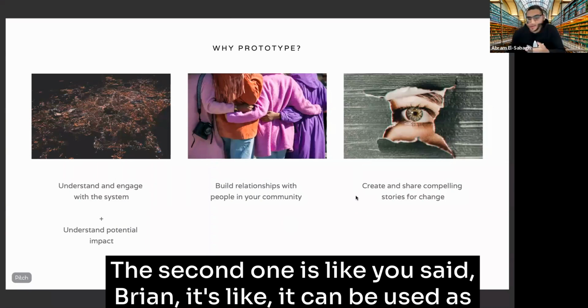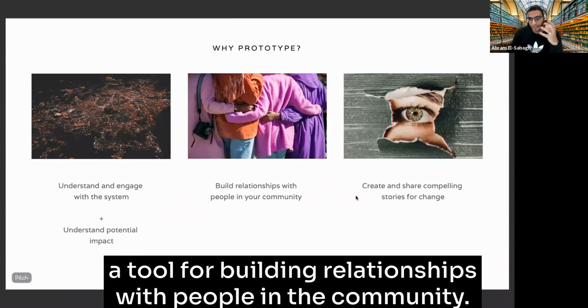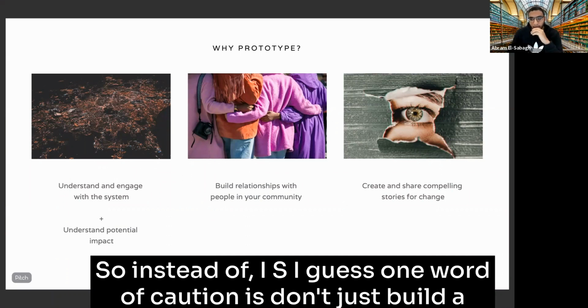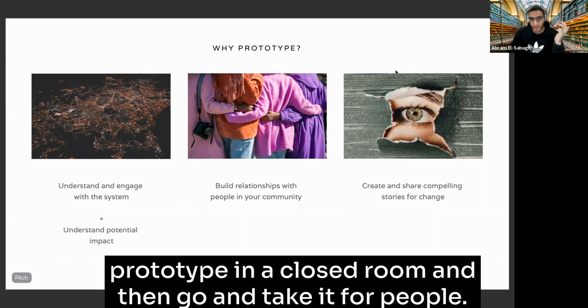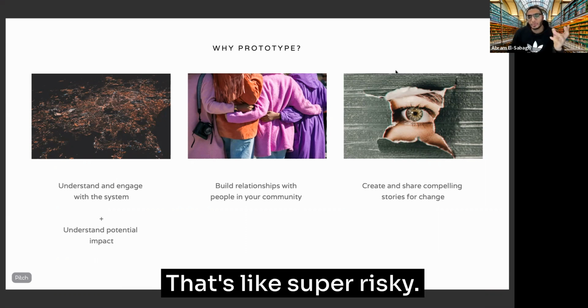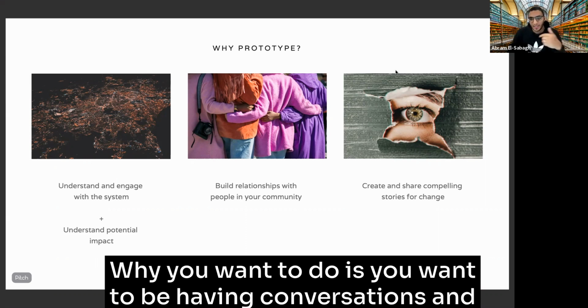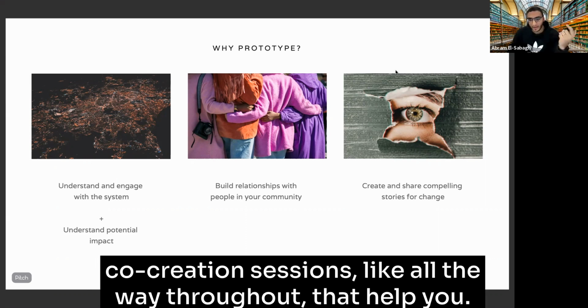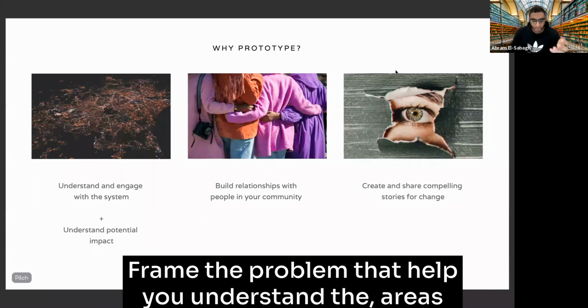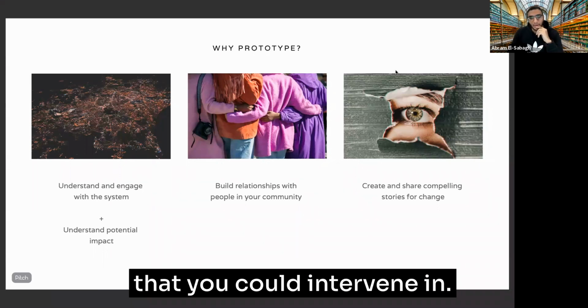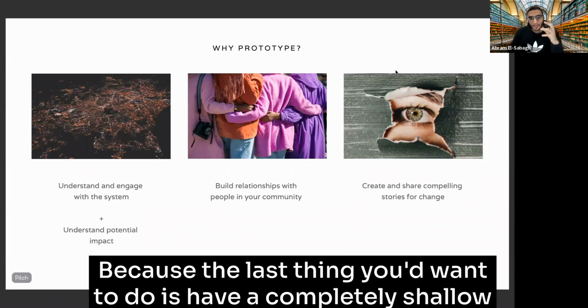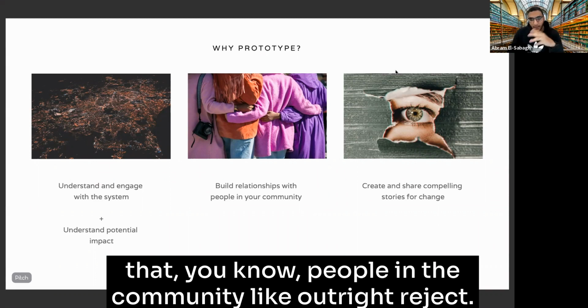Cool. The second one is, like you said, Brian, that it can be used as a tool for building relationships with people in the community. One word of caution is don't just build a prototype in a closed room and then go and take it to people. That's super risky. What you want is to be having conversations and co-creation sessions all the way throughout that help you frame the problem and understand the areas that you could intervene in, because the last thing you'd want is to have a completely shallow understanding of the problem and then propose a solution that people in the community outright reject.